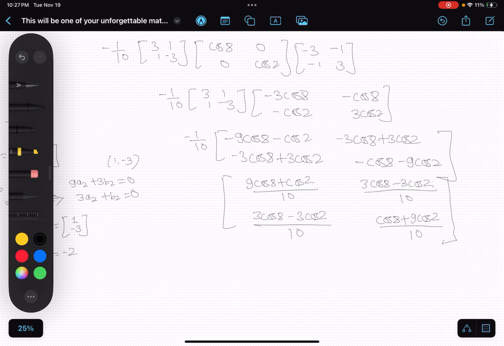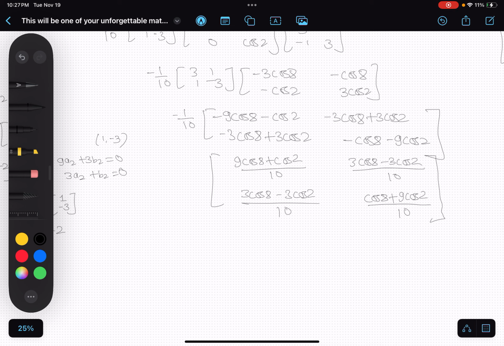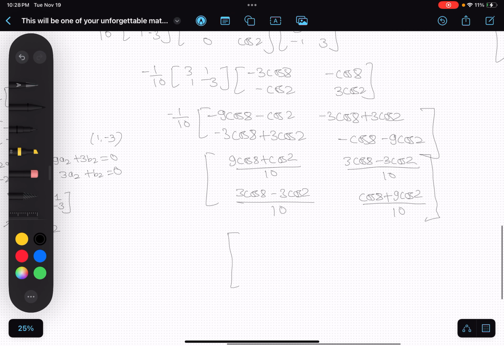Now let me compare this with the answer given by the Wolfram Alpha calculator. I will upload the link of the answer by Wolfram Alpha in the comment section, but for now I will just access it. Okay, so the answer was 9 cos 8 plus cos 2 by 10, 3 cos 8 minus 3 cos 2 by 10, 3 cos 8 minus 3 cos 2 by 10, cos 8 plus 9 cos 2 by 10, right? And in decimal form, that will just be negative 0.172, 0.0811, 0.08, negative 0.389. Okay, that will be the answer.